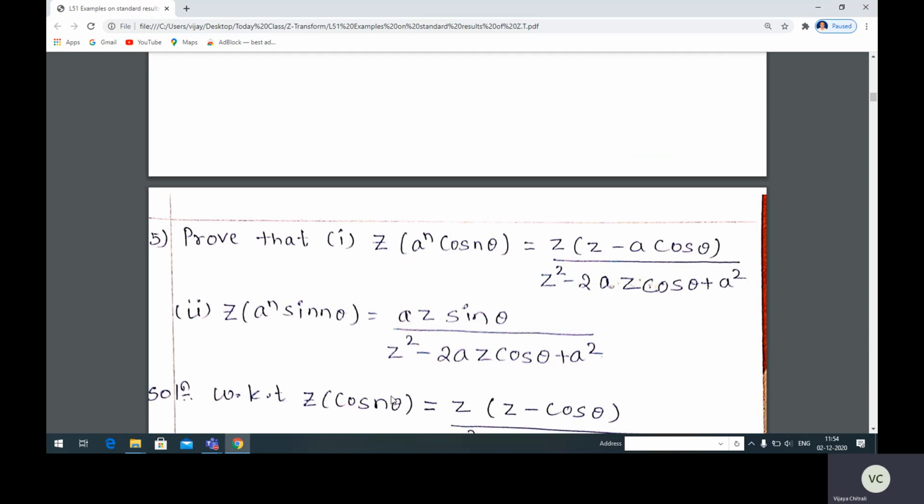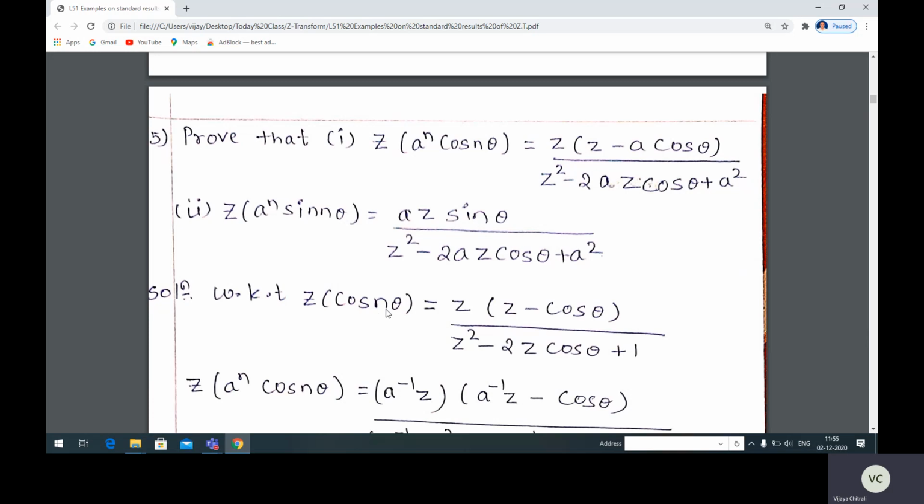Right. Here we have proved this: Z transform of cos n theta is equal to (Z minus cos theta) divided by (Z square minus 2Z cos theta plus 1). If in the exam they ask for the Z transform of a^n cos n theta, first you need to prove the Z transform of cos n theta, later you apply the damping rule. So here I'll write, we know that Z transform of cos n theta is equal to (Z minus cos theta) divided by (Z square minus 2Z cos theta plus 1).